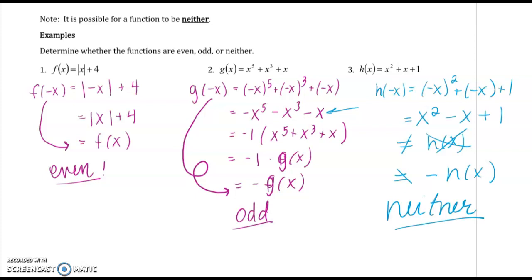You can start to make some inferences about what happens with the powers, like whether it's going to be even or odd, and you'll notice some patterns with these sorts of questions. But that's it for even and odd.